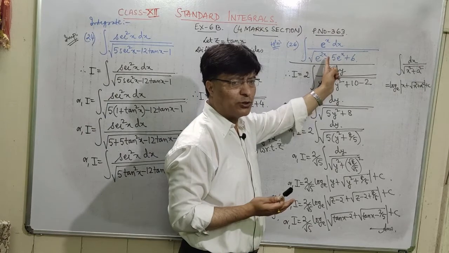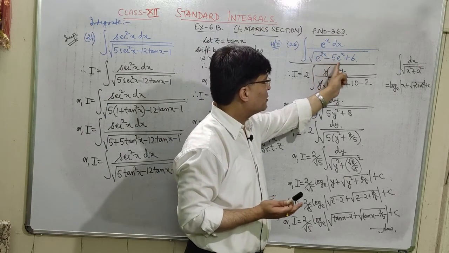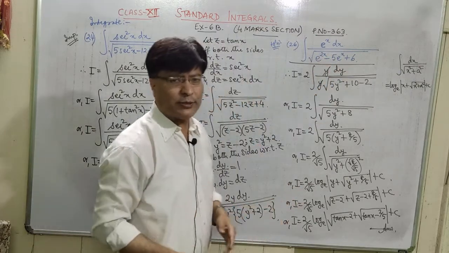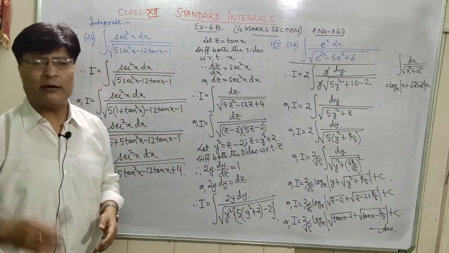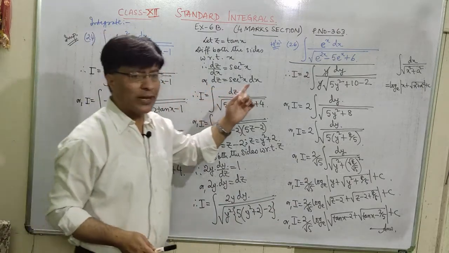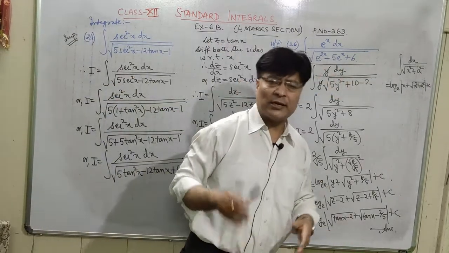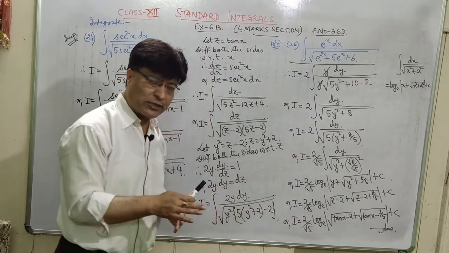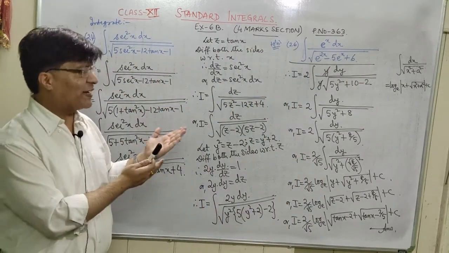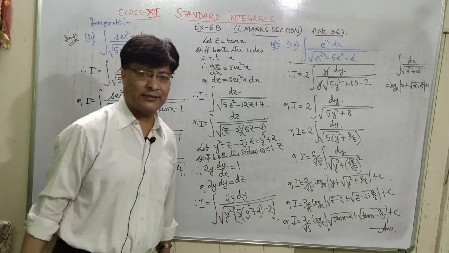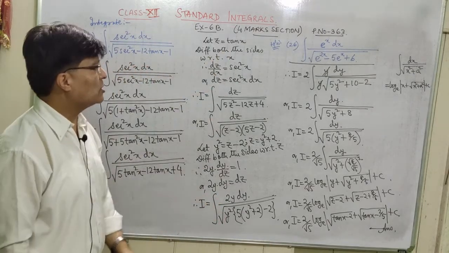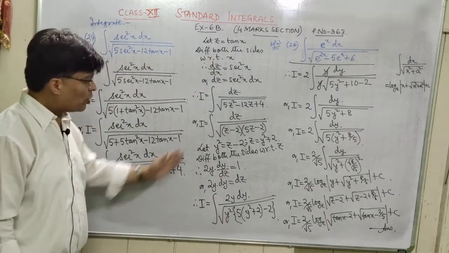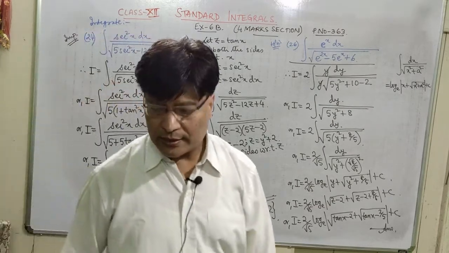Within square root you write e to the power x whole square minus 5 e to the power x plus 6. You can do the method of substitution. Let z is equal to e to the power x. Then within square root you will have z square minus 5z plus 6. And the coefficient of z square here is positive 1, and you can factorize the expression. Okay, so this question number 26 is your homework, so you can copy this one. So let's do the next question.